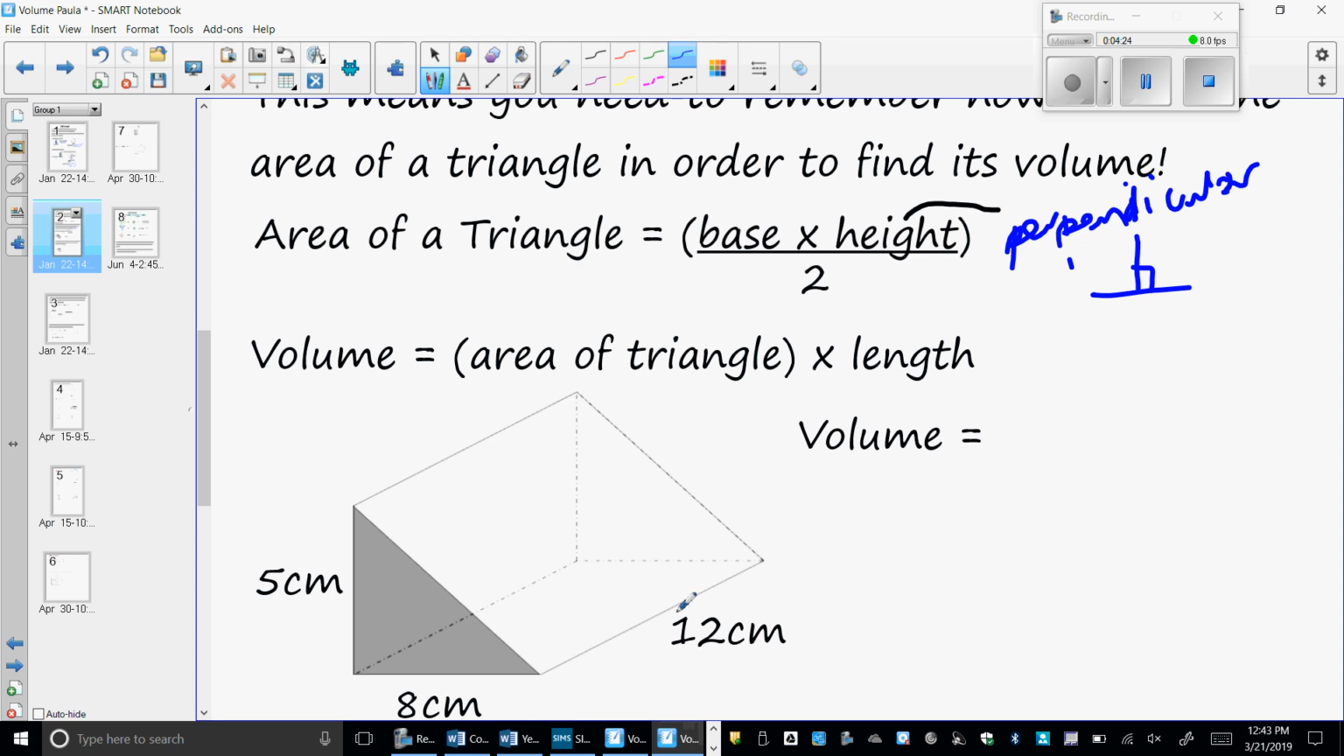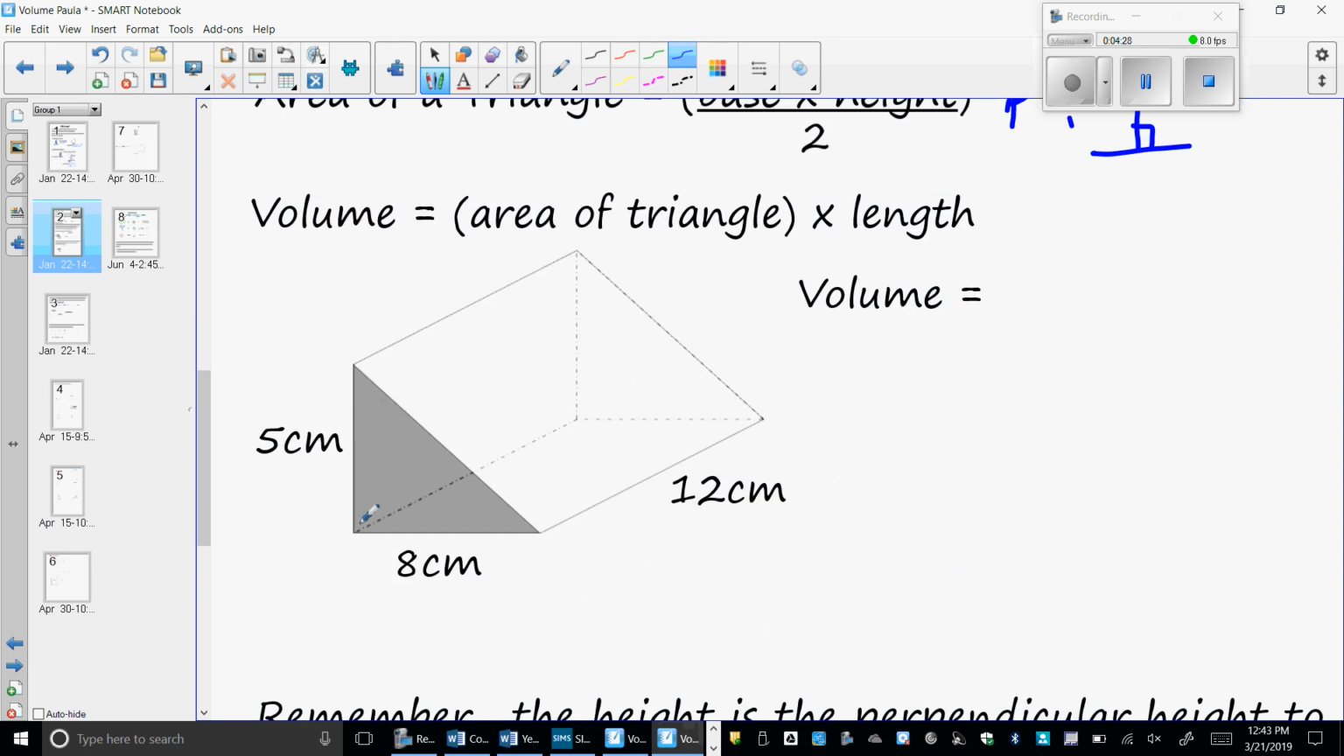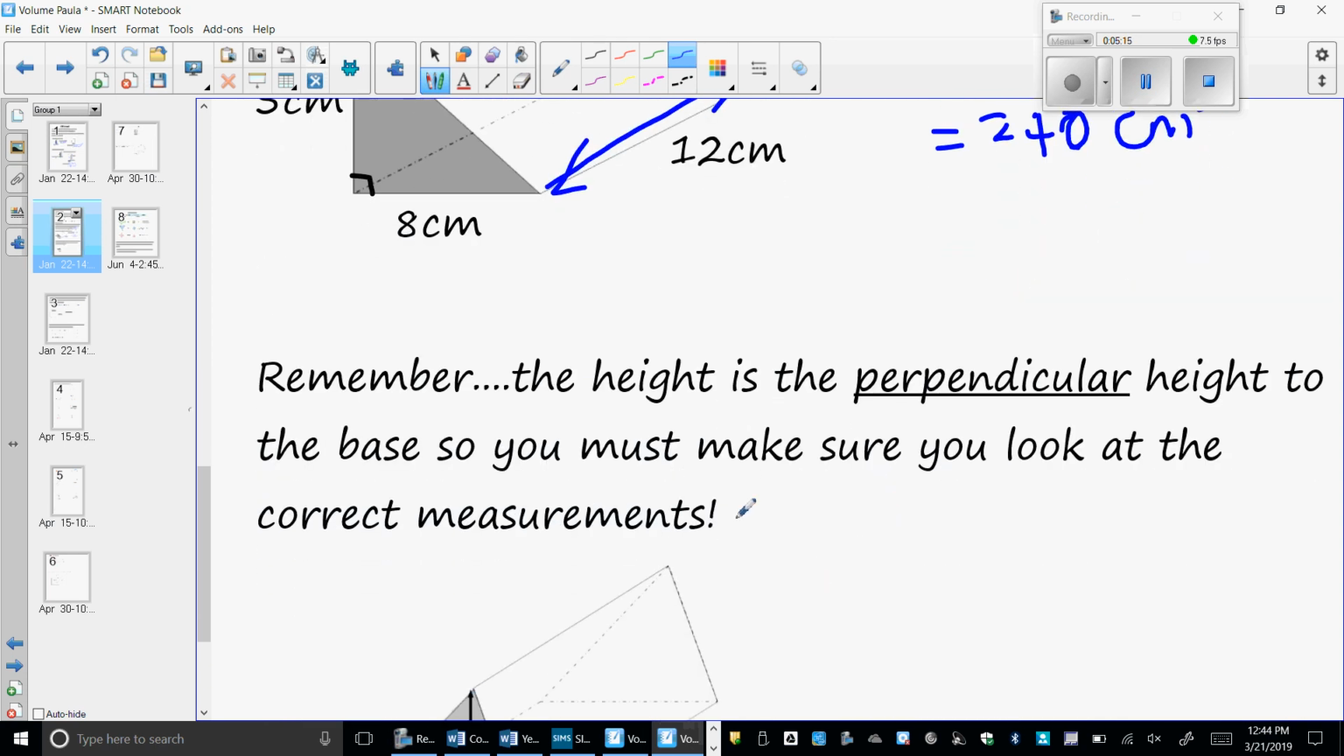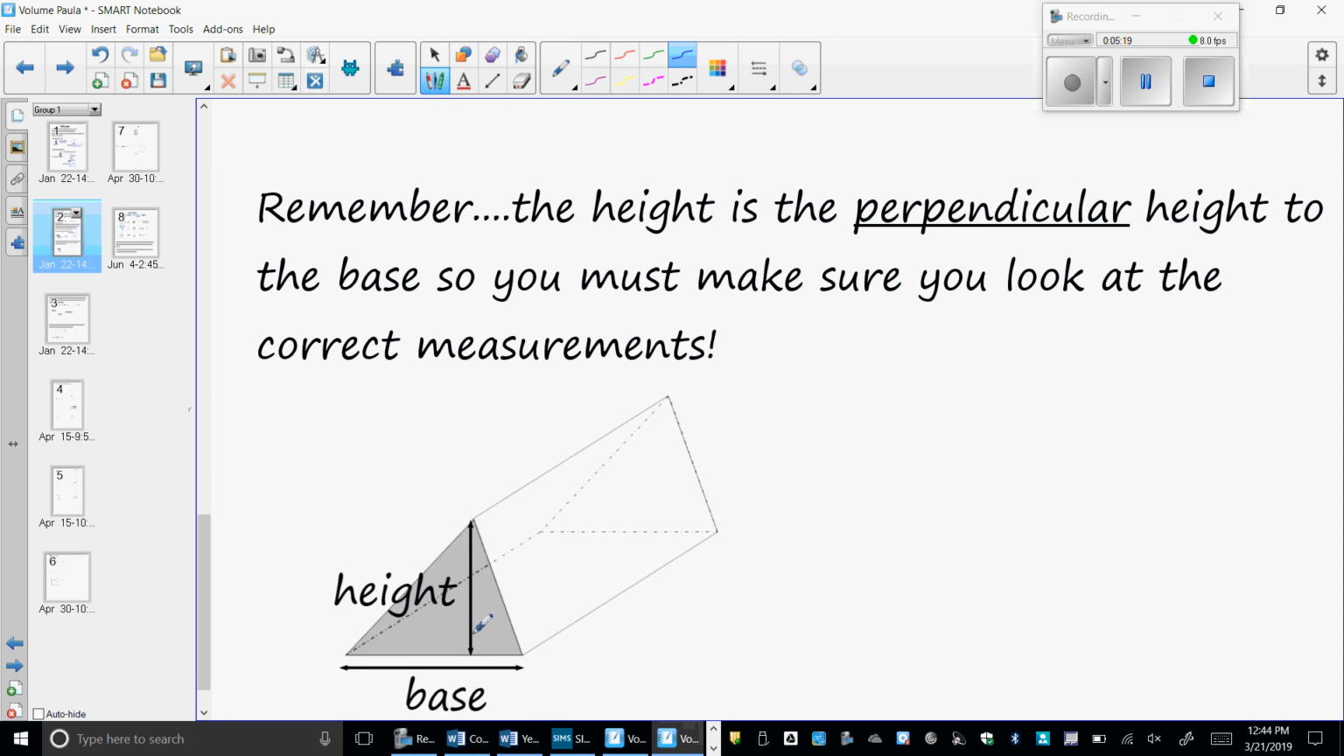Okay? So for this shape here, we need to find our area of our triangle. Now, whilst it's not written in, that's a right angle. So that means that this is my base and this is my height. So my area of my triangle would be 5 multiplied by 8 divided by 2. And then we would multiply that measurement by the distance between those faces, which in this case is 12. And you should be calculating these things as you go. So we've got 5 multiplied by 8 is 40, divided by 2 is 20. 20 multiplied by 12 is 240. Once again, centimeters cubed for the units. So, as I've said here, the height is the perpendicular height, so you've got to be careful that the measurements that they're giving you are the ones that you need.